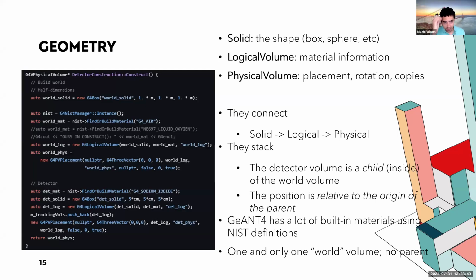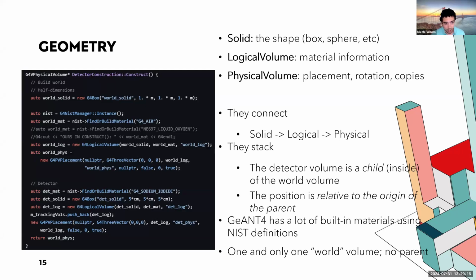OK, so the geometry. There's three pieces to this. There's the shape. There's the logical volume, which is just the material. And then there's the physical volume, which is the placement, the rotation, and the copies. And again, this is made kind of modular and programmatic so that you can imagine for Atlas or something, they have many, many placements of the same detector. And you don't want to code up each one individually. So there's a very easy way to do copies of the same volume.